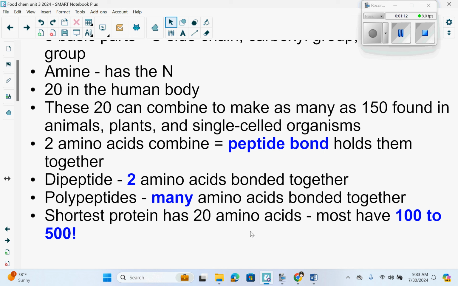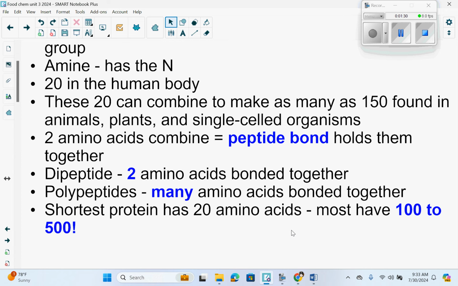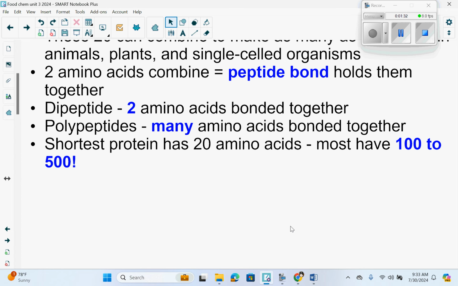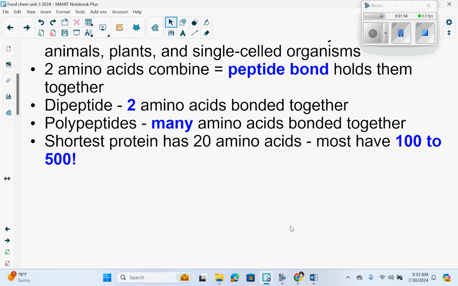If two amino acids combine, they're held together by a peptide bond. A dipeptide, right? That's two amino acids bonded together. Polypeptides are many amino acids bonded together. The shortest protein has 20 amino acids, but most of the proteins have 100 to 500. So these things are huge.